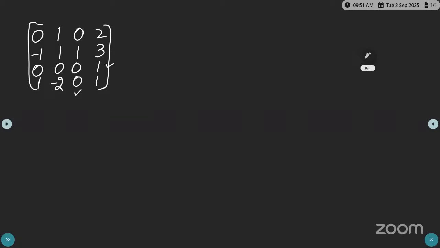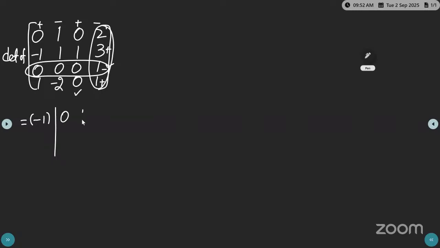So you have to write the signs plus, minus, plus, minus, plus, minus, plus. So you have to write the determinant of this as -1 into the determinant. Leave this row and this column: 0, 1, 0, -1, 1, 1, 1, -2, 0.